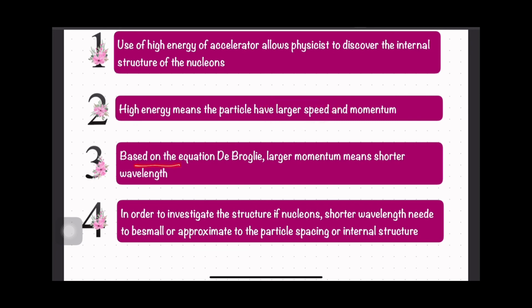Okay, based on the de Broglie equation, larger momentum means a shorter wavelength. In order to investigate the structure of the nucleon, the wavelength needs to be small or approximate to the particle spacing or internal structure.